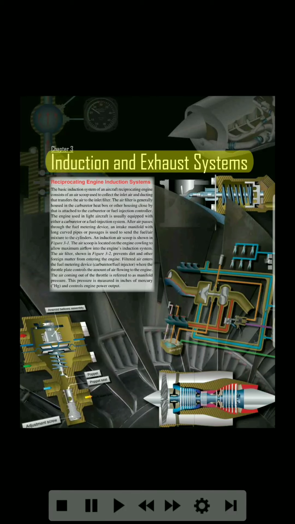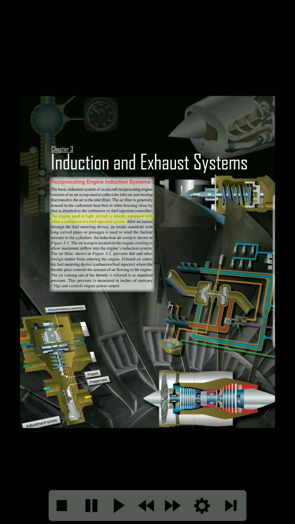Chapter 3. Induction and Exhaust Systems. Reciprocating Engine Induction Systems. The basic induction system of an aircraft reciprocating engine consists of an air scoop used to collect the inlet air, and ducting that transfers the air to the inlet filter. The air filter is generally housed in the carburetor heat box or other housing close by that is attached to the carburetor or fuel injection controller.